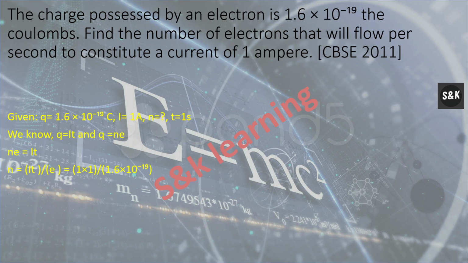Charge possessed by an electron is 1.6 × 10^-19 coulomb. Find the number of electrons that will flow per second to constitute a current of 1 ampere. So we know that Q equals I into t. So Q equals N e. So N e equals current into time. So N equals current into time upon charge of electron. So 1 into 1 upon 1.6 × 10^-19.